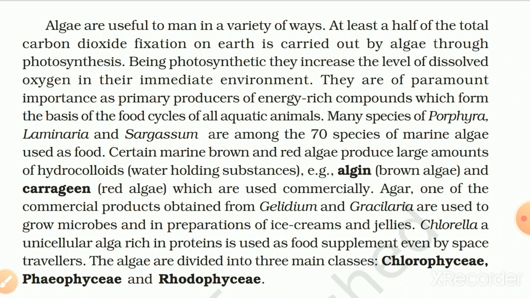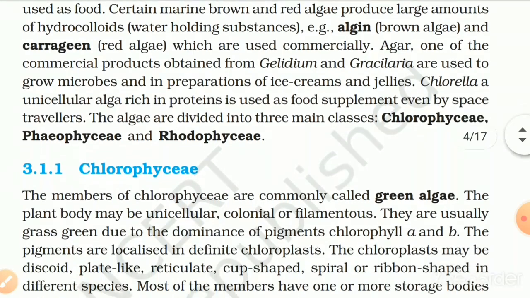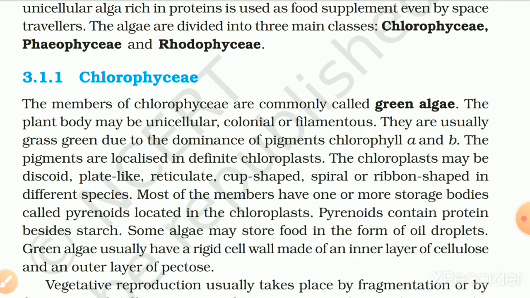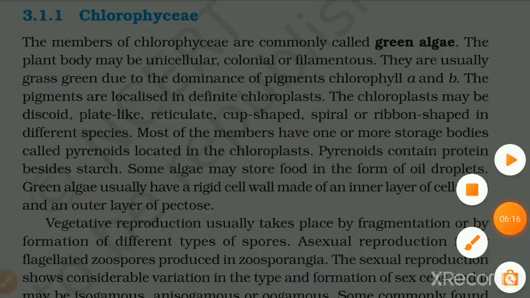Agar, obtained from Gelidium and Gracilaria, is used to grow microbes and in the preparation of ice creams and jellies. Chlorella, a unicellular alga rich in protein, is used as a food supplement even by space travelers. The algae are divided into three main classes: Chlorophyceae, Phaeophyceae, and Rhodophyceae.